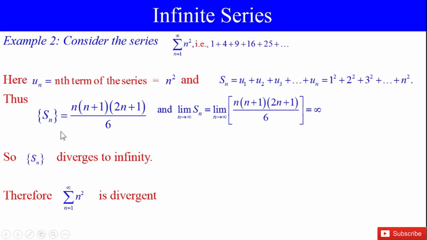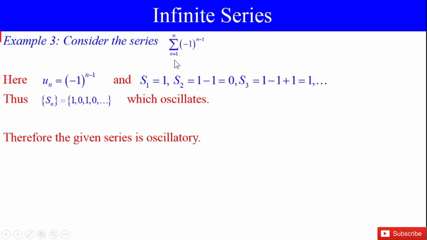Therefore, Sn is equal to n into n plus 1 into twice n plus 1 by 6, and taking the limit on both sides, we have limit n tends to infinity Sn is equal to limit n tends to infinity n into n plus 1 into twice n plus 1 by 6, which is equal to infinity. So Sn diverges to infinity. Therefore, sigma n equal to 1 to infinity n square is a divergent series.